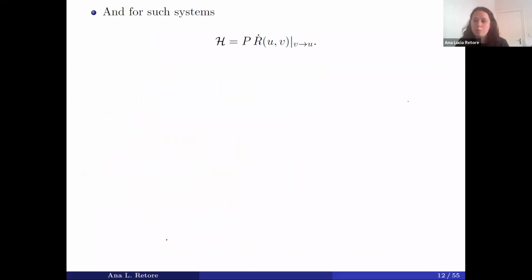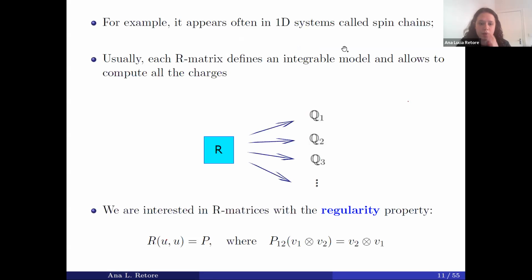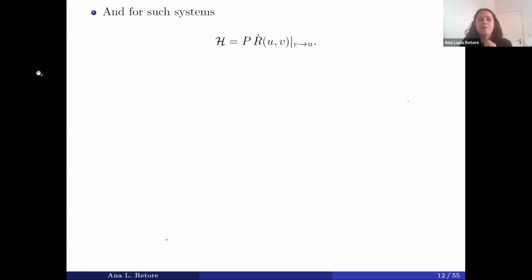Yeah, so, but please, if it's not clear, please ask again. So we want this regularity property. And for this type of system, you can define the density Hamiltonian as the derivative of the R-matrix. And then you send v to u and multiply by this P. So this is your Hamiltonian. For objects that satisfy that property, you can always define the Hamiltonian in this way. The density Hamiltonian.